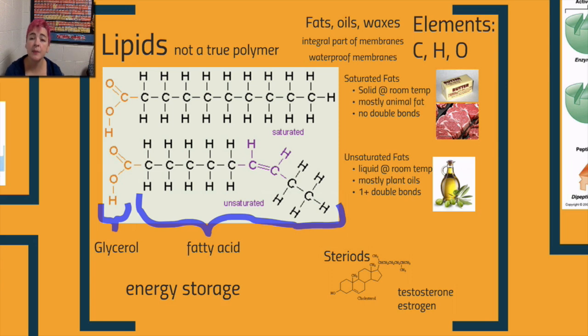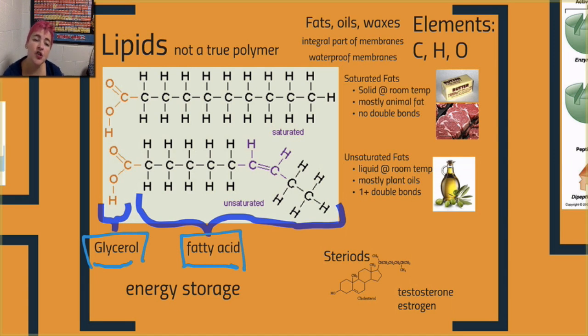Then we have lipids. Lipids are not a true polymer because they are not repeating units of monomers. They have 2 subunits: glycerol and fatty acid. Lipids are going to be our fats, oils, and waxes. They are used as part of our membranes; our cell membranes are phospholipids. They also create waterproof membranes. Earwax would be a great example of a lipid. Beeswax is also a lipid.